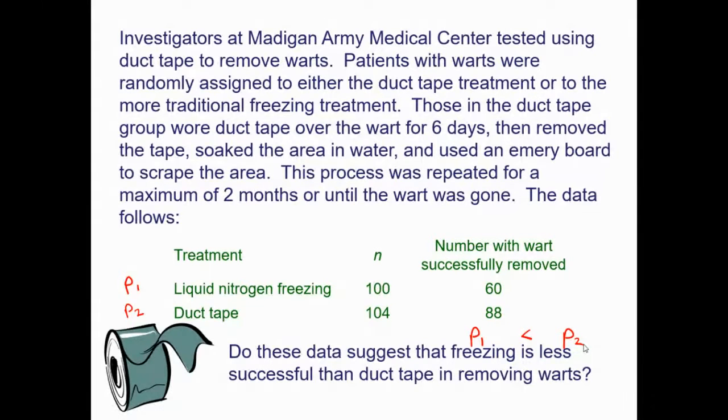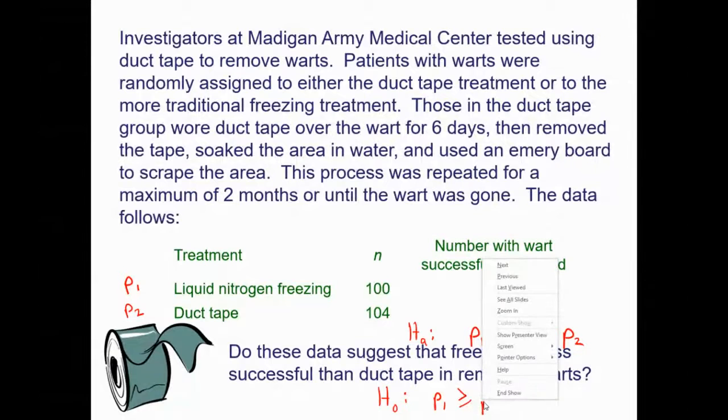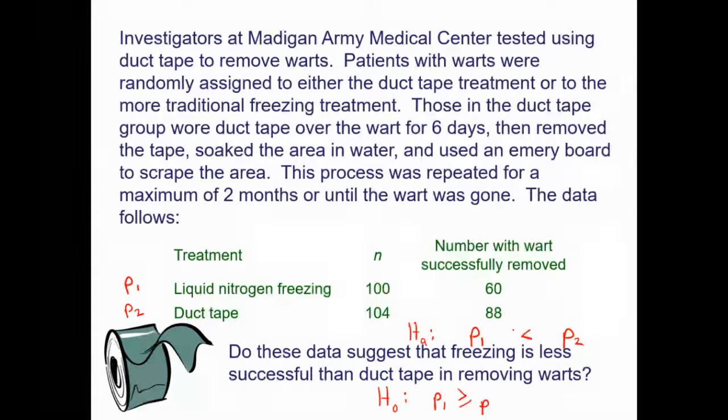Which hypothesis would this be? Less than 0, but which one is that? Is that a null or is that an alternative? That's an alternative. So this is our alternative, which means the null is P1 equals P2. For dual credit, P1 is greater than or equal to P2.